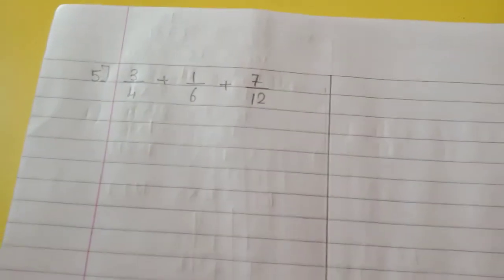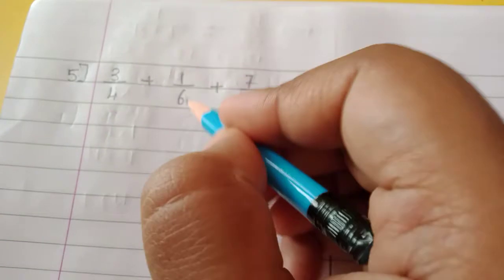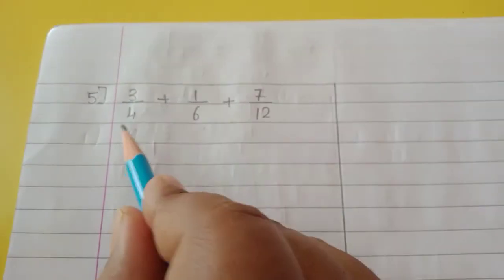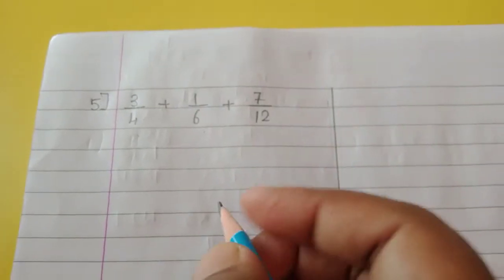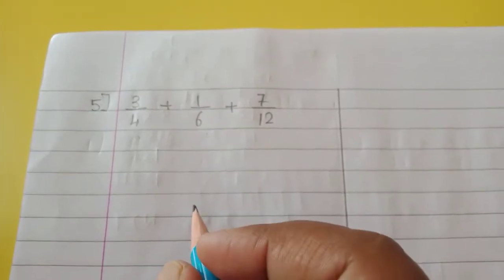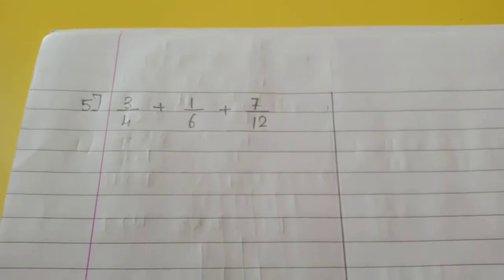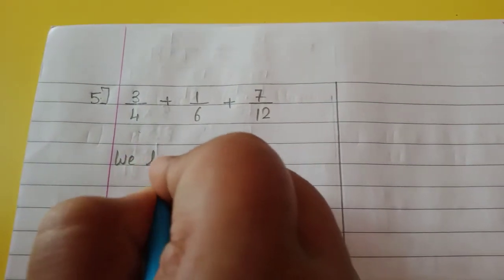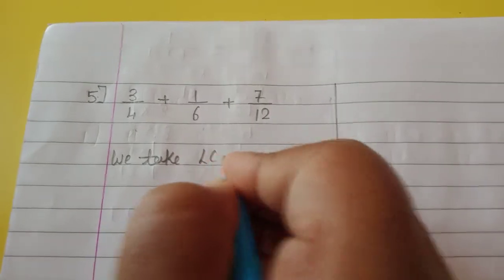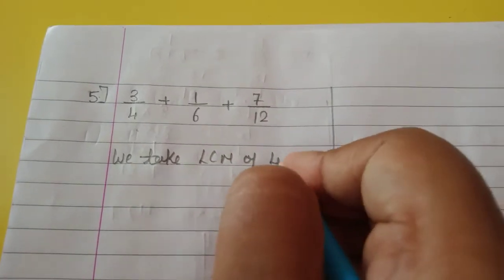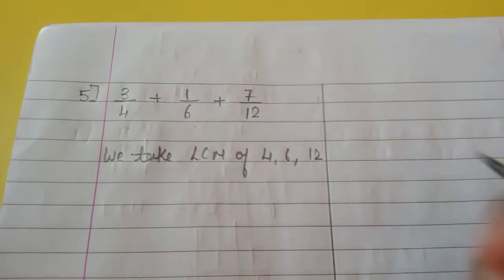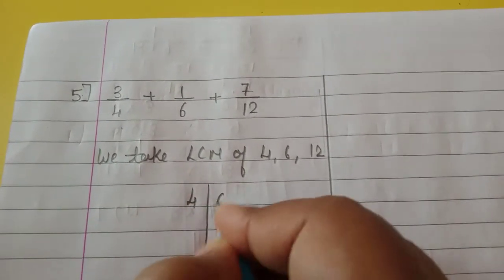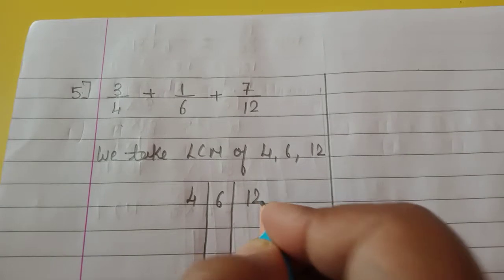Now number 5, 3 upon 4 plus 1 upon 6 plus 7 upon 12. So here see, all the denominators are different. So first we have to make all denominators the same. So what will we do? We will take the LCM. So we take the LCM of 4, 6, 12.